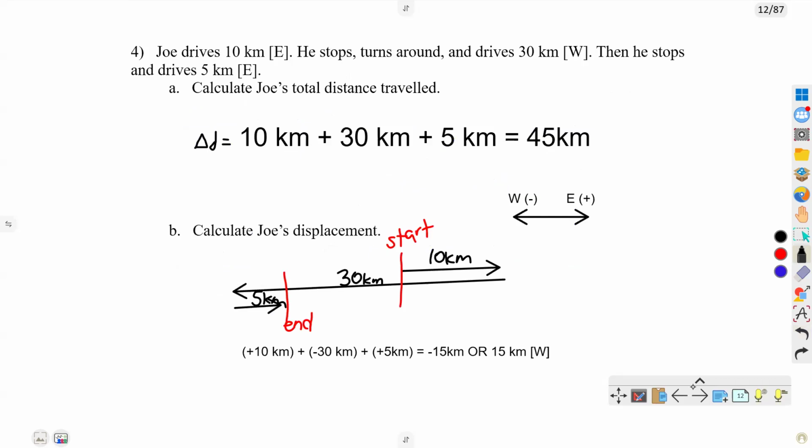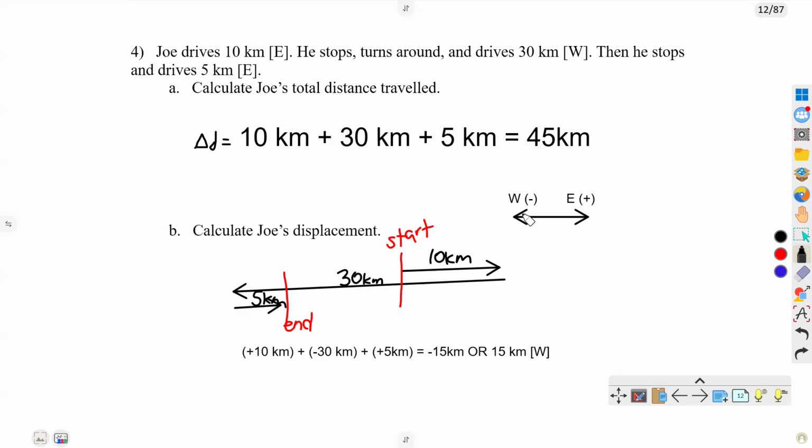Last one, I'm showing you the work here, but let's just take a look at it, make sure we understand what's going on. So Joe's driving 10 kilometers east. He stops, turns around, goes 50 kilometers west. He stops and goes 5 kilometers east again. So since he's driving, we can track on the odometer how many kilometers he's traveled. So his odometer would go up 45 kilometers. So your odometer on your car is only going to calculate the change in distance, the amount of distance that you've traveled. A displacement would be different.